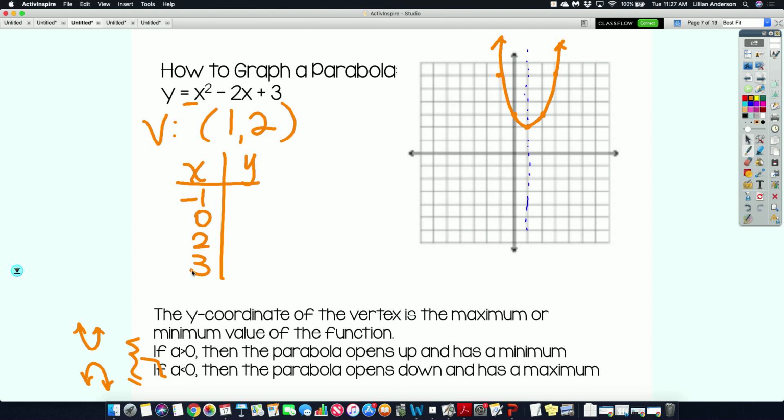And when I plug in 0, I get 3. 0, 3. That's my y-intercept. It's the point that's on the pattern. Okay? If I plug in -1, that becomes 1 plus 2, which is 3, plus 3 is 6. -1, 6. That is that point right up here, the pattern. It works. Okay? It works. Questions?